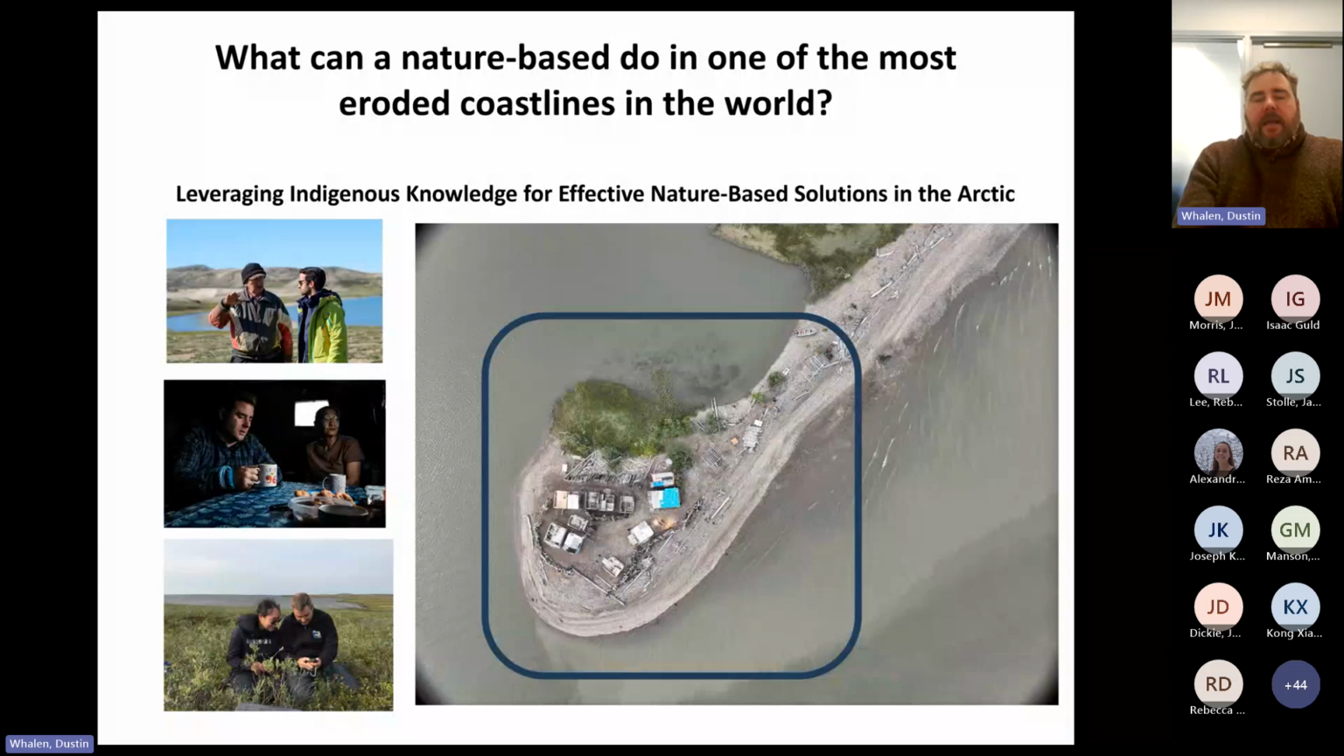So my last thought, again, it's on driftwood, but it's not using driftwood where it naturally falls. It's thinking about how people can use driftwood in a way to make the areas that they want to work or play or hunt more stable. And this is over at East Whitefish, which is a very popular whaling camp near Tuktoyaktuk.